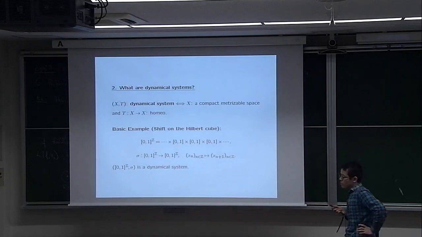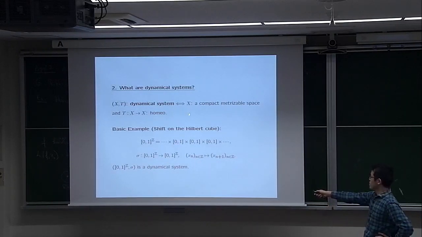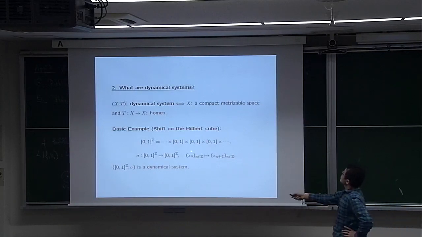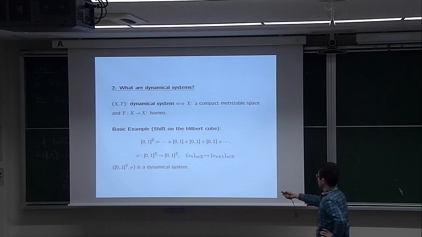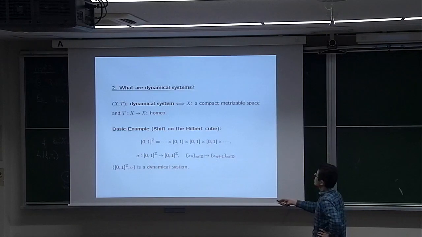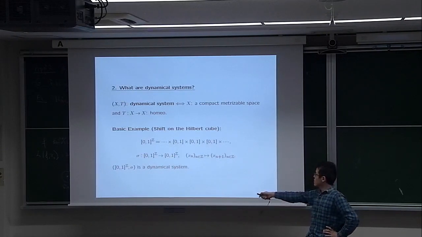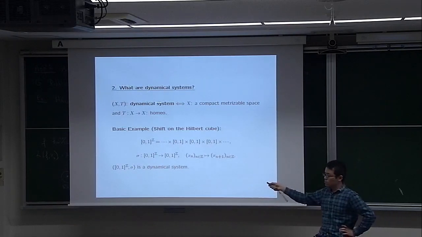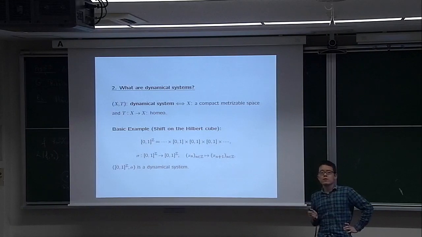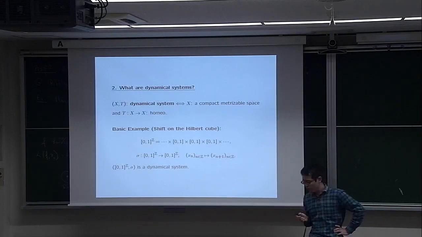And the basic example in my talk is the following: shift on the Hilbert cube. Hilbert cube is an infinite dimensional cube. So this [0,1] is the standard unit interval. And we consider the infinite product of the interval indexed by Z and consider the shift map. So here the coordinate at n goes to the coordinate at n plus 1. So this is called the shift map. Then this pair, Hilbert cube and shift, becomes a dynamical system in this definition. Okay, this is, in some sense, the most basic example.